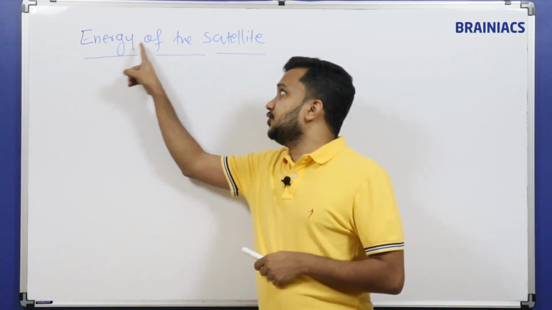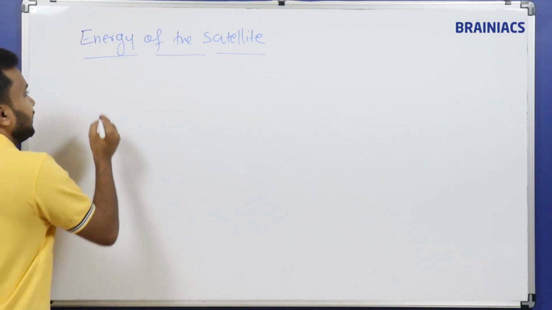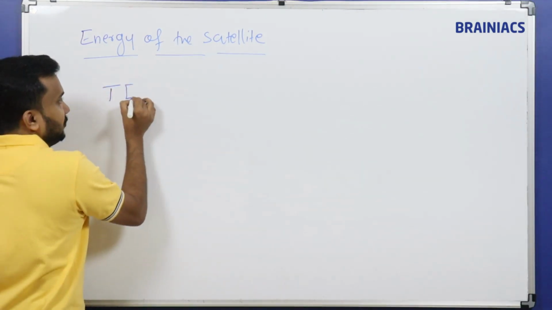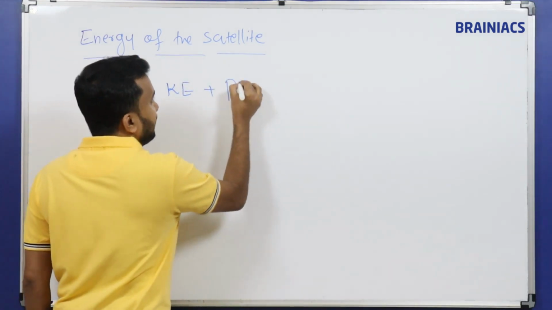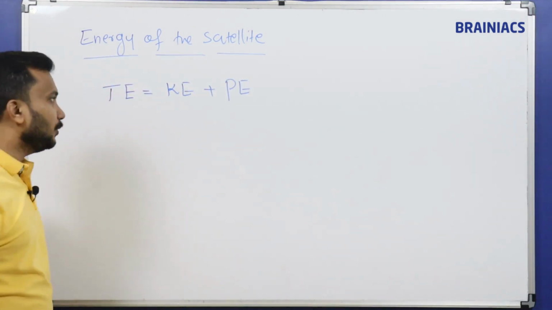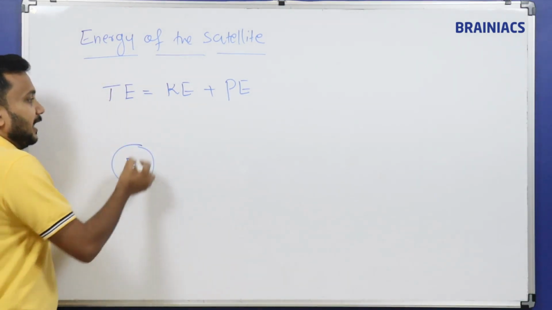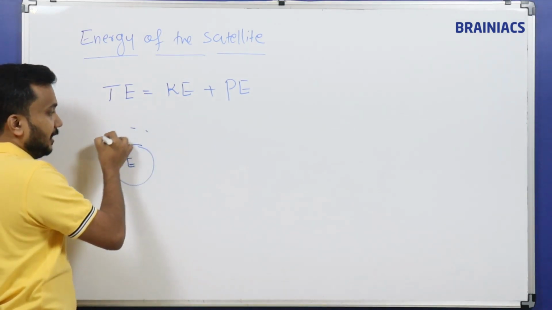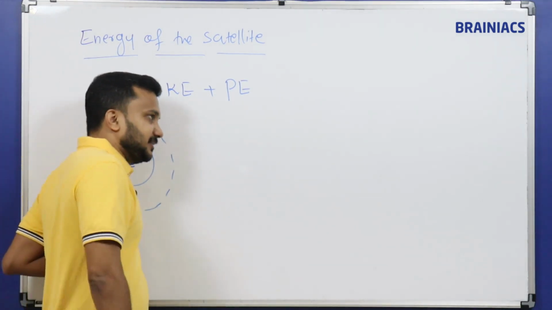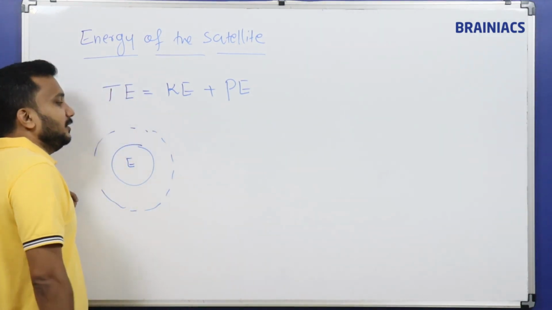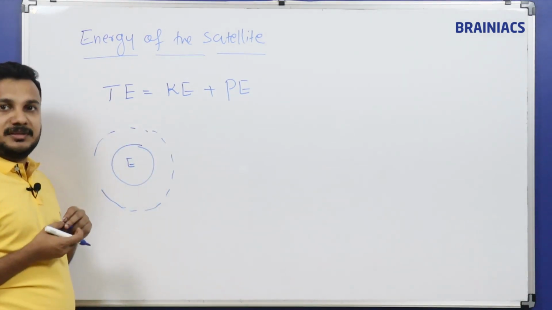So the heading: energy of the satellite. Total energy is equal to kinetic energy of the satellite plus potential energy of the satellite. We have the earth, and satellites which are rotating around the earth at a specific height, at a specific distance. Now, what is the energy associated with the satellite?